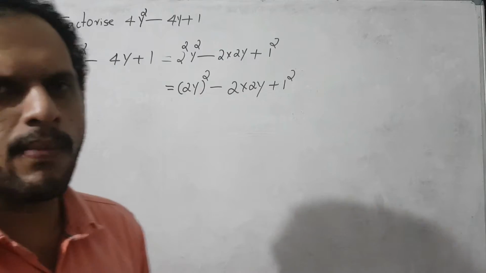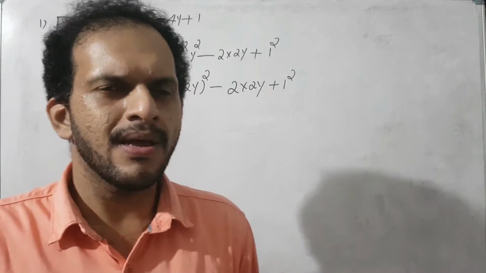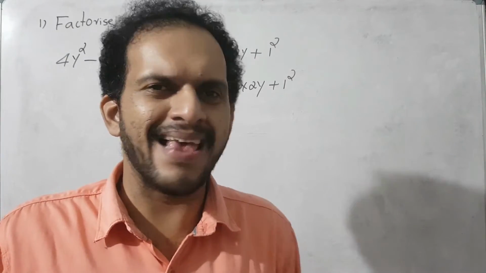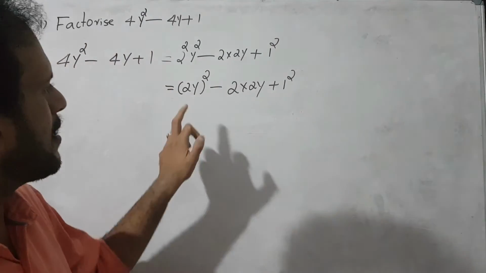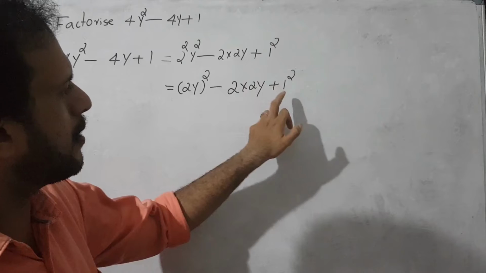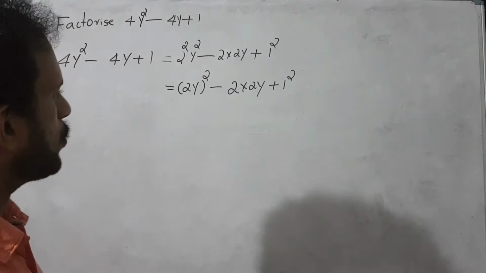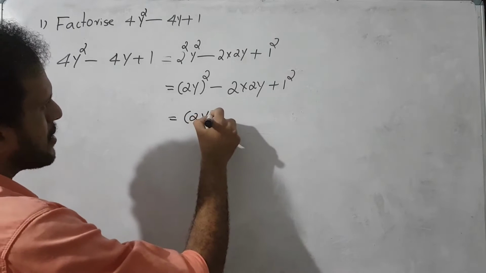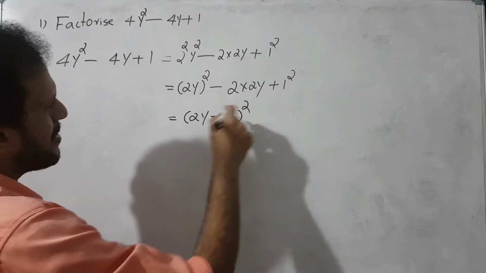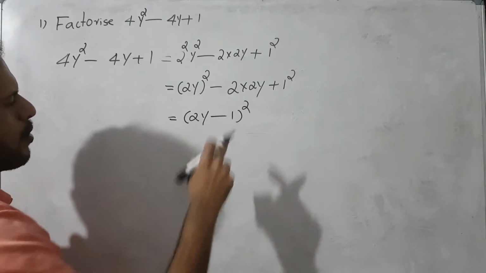Then what is a square minus 2ab plus b square? That is the expansion of the second identity, a minus b whole square. What is a here? a is 2y. What is b here? b is 1. Then how to write? It is equal to 2y minus 1 whole square. That is a minus b whole square.